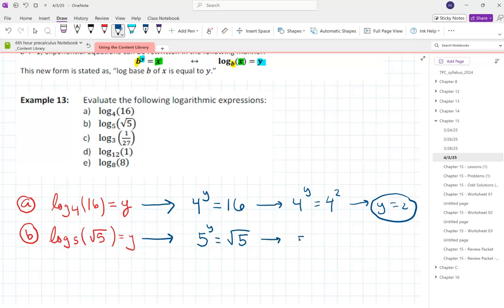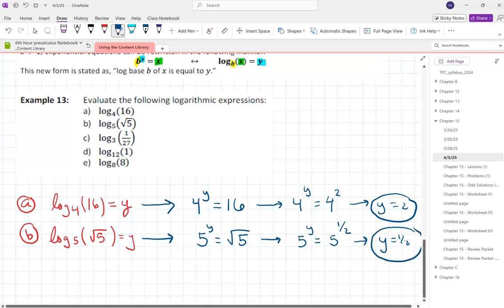Hopefully we remember that I can rewrite radicals as exponents. So the square root of 5 can just be 5 to the 1/2. And then again, I can say if the equation is equal and the bases are equal, then the exponents have to be equal. So y is just 1/2.